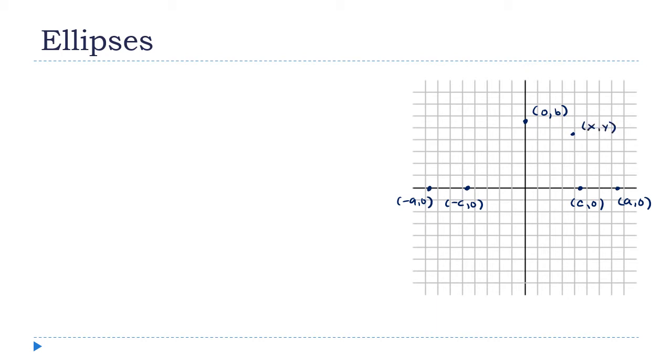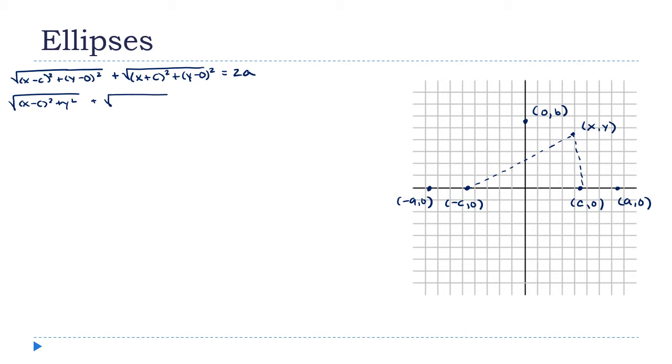Now, I know from the definition that the distance from that point to this focal point, that's the square root of x minus c squared plus y minus 0 squared, plus the distance to the other focal point, that's plus the square root of x minus minus c, which is x plus c squared, plus y minus 0 squared, equals that constant distance. You remember this was our fact number 1 from the previous slide. That distance is 2a. So first let's do a little cleanup. This is the square root of x minus c squared plus y squared plus the square root of x plus c squared plus y squared, and that equals 2a.